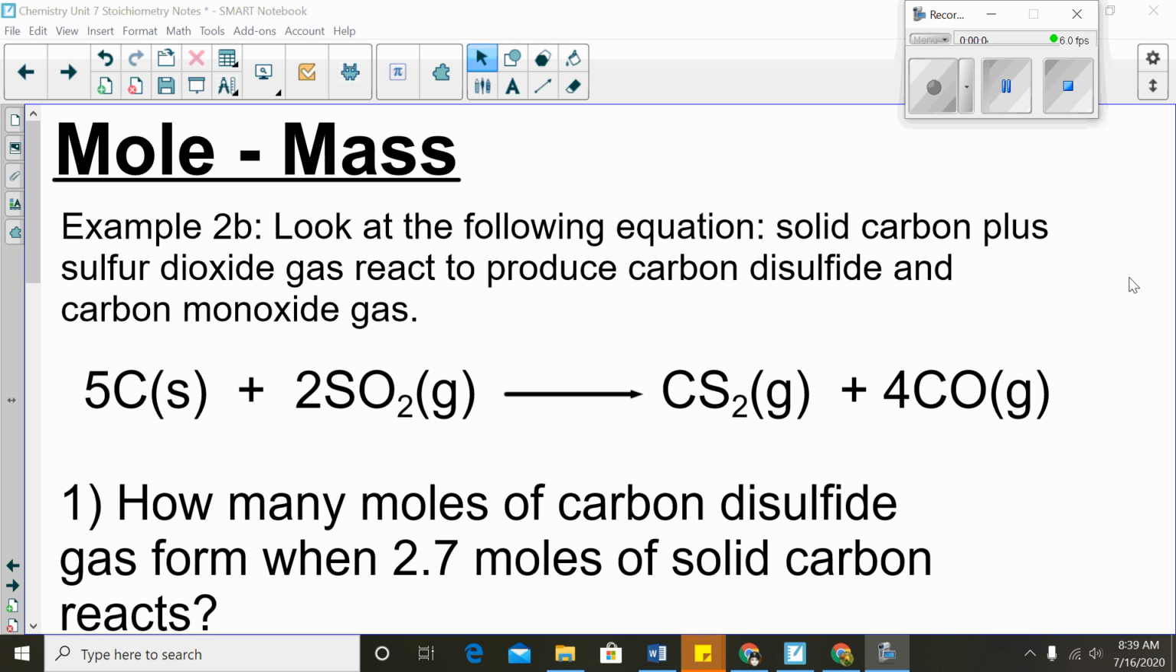This is Chemistry Unit 7, Stoichiometry. So our next stoichiometric reaction involves moles and mass. So let's check out example 2b. Look at the following equation.